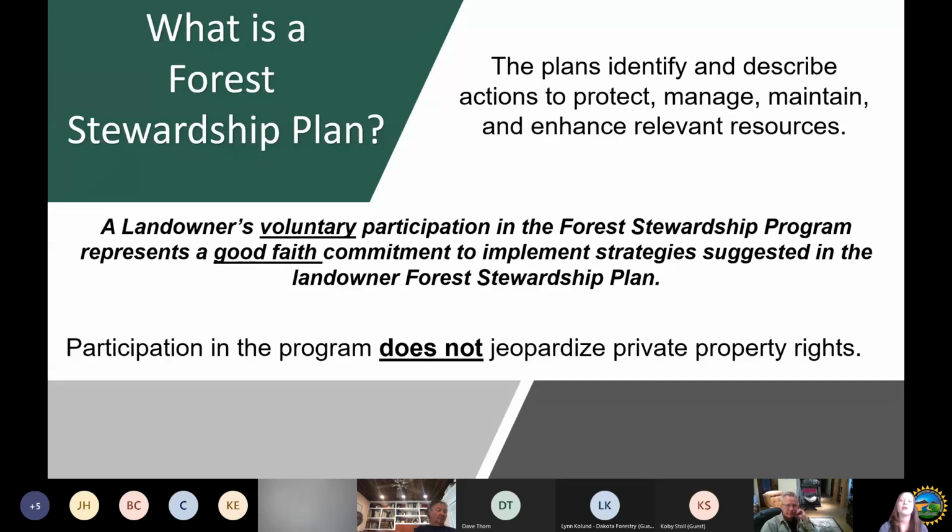Forest stewardship plans are voluntary, and with them being completed, a landowner has voluntary participation in the program and represents good faith that they are committed to the strategies and implementing them as suggested by professionals to the landowner based off their objectives. Participation in the program does not jeopardize any private property rights, and they're not an absolute requirement. We would just like them to be tailored to landowners to encourage them to do all the implementation strategies.